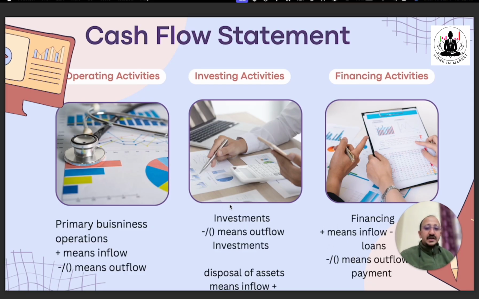So these are three different headings: operating activities, investing activities, and financing activities. Operating means the main operation. Investing means if a company is investing some earnings somewhere or liquidating their earnings. Financing means how the company is financing its business. I hope this is clear to everyone.